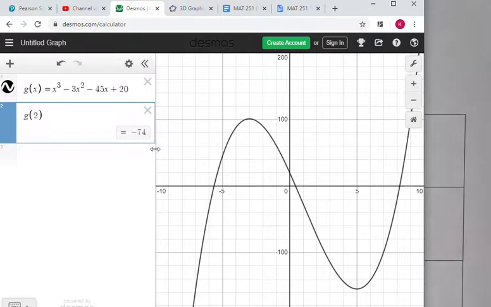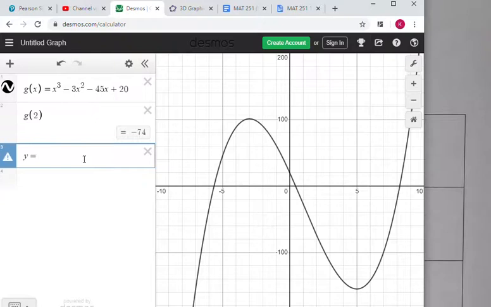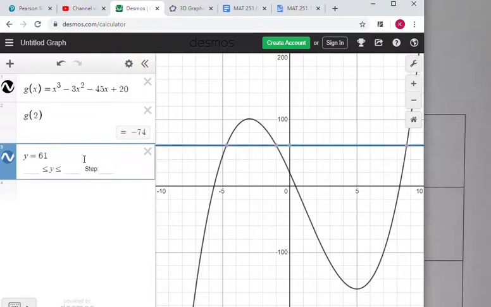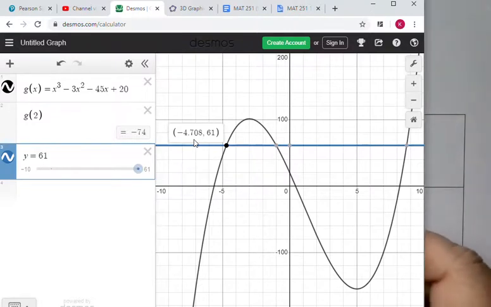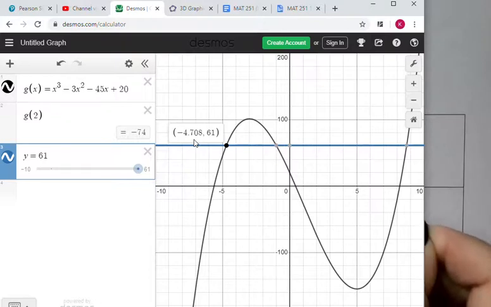The best way for me to get Desmos to tell me this is to put in y equals 61. It's just a horizontal line. And then I'm going to notice that there's actually 3 different places on the graph where y is 61. One is right here. And if I just click on it, Desmos actually tells me what the x value at that location is. So x is about -4.708. I'll show you my work over on the paper in a minute, but I'm jotting it down as I go.